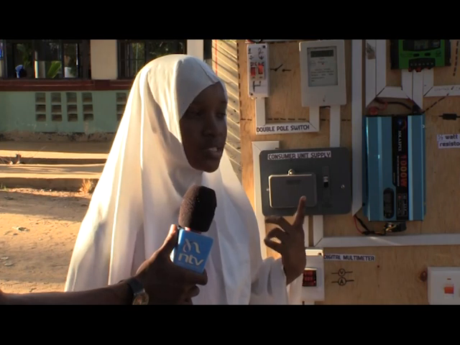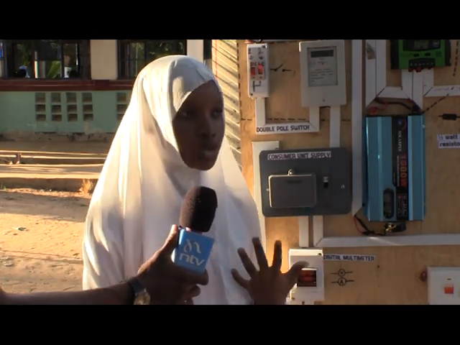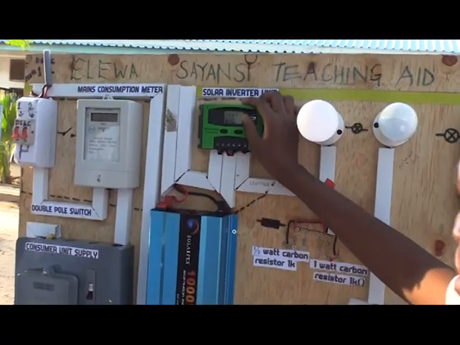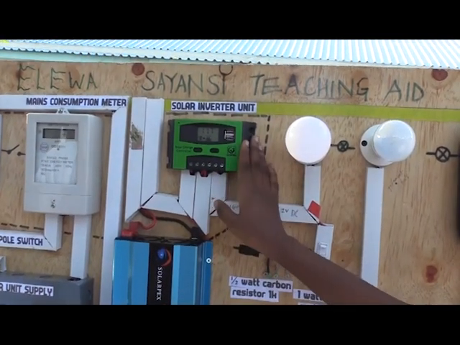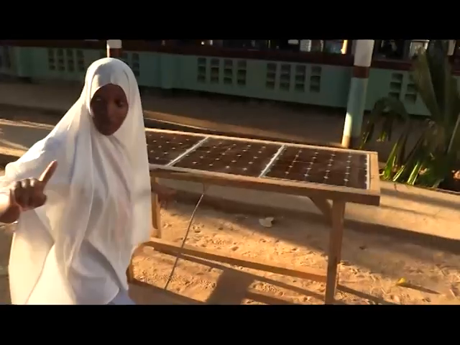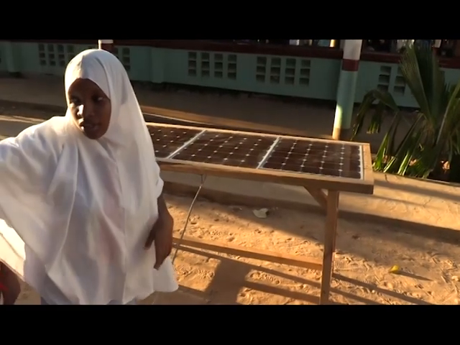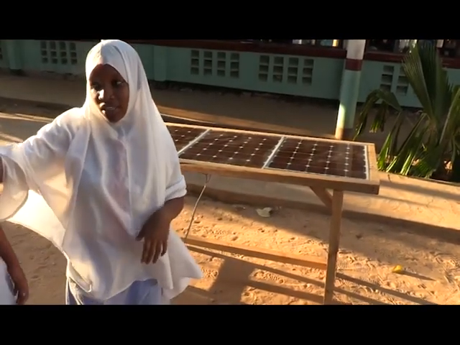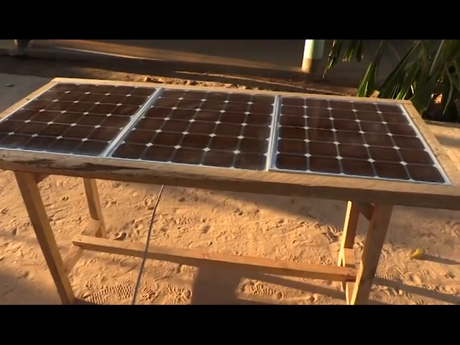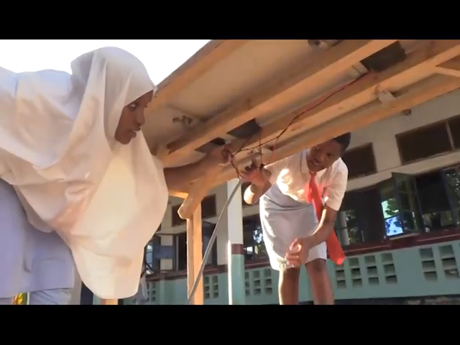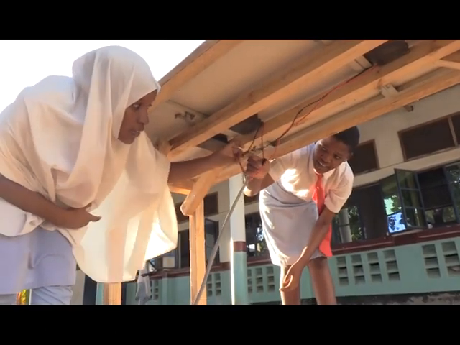We introduced this model in our school so as to improve the students' academic performance in physics, specifically in current electricity and mains electricity. The setting up of this model required the following apparatus. One being the solar panels. We also require the solar controller, the plywood, the mains consumption meter, and the consumer unit supply.